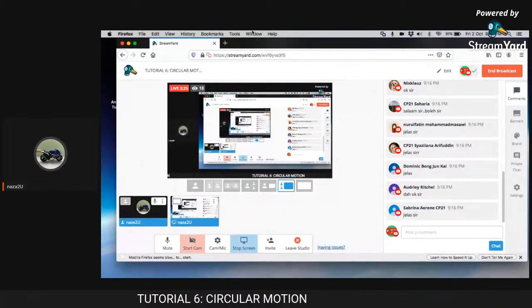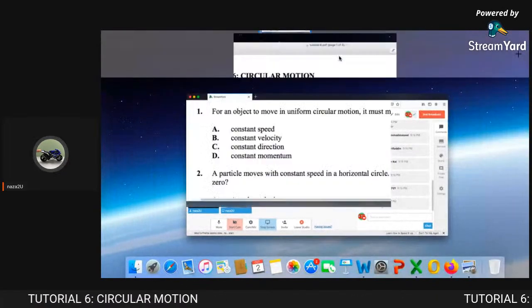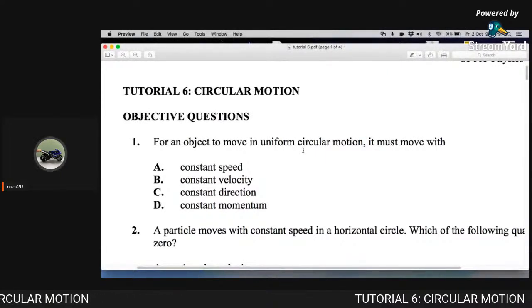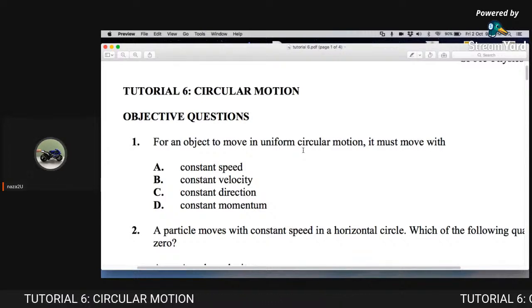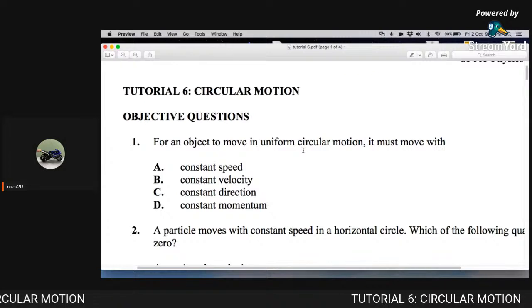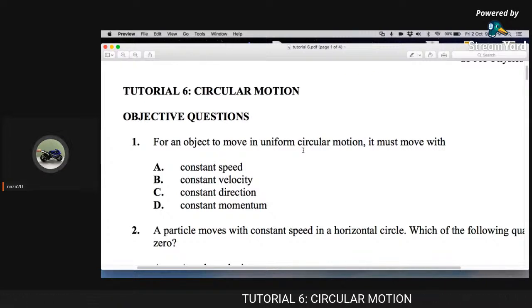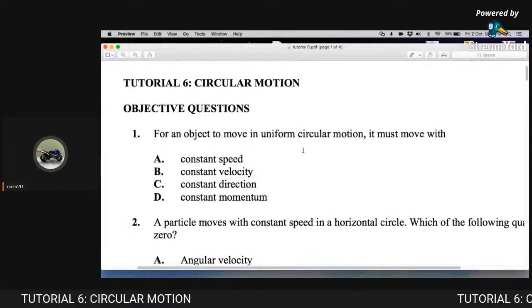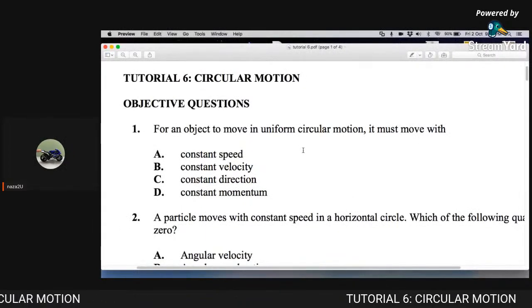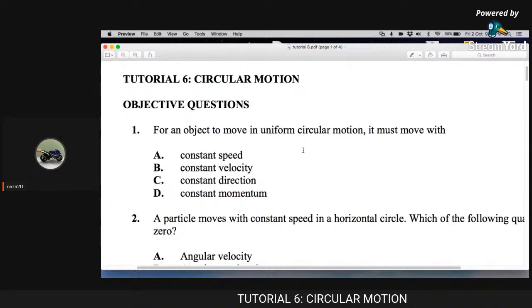Okay, so start tutorial 6. So for the tutorial 6 you can refer to the tutorial at the Google Classroom. Di sana sudah ada ya. Tutorial 6 is circular motion. So first we start with the objective questions. Look at question number 1. Right? Question number 1.